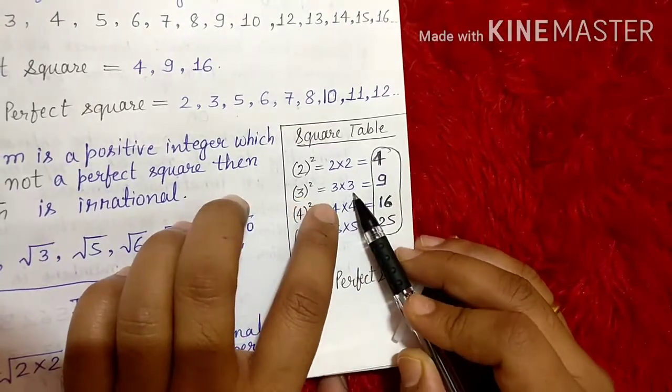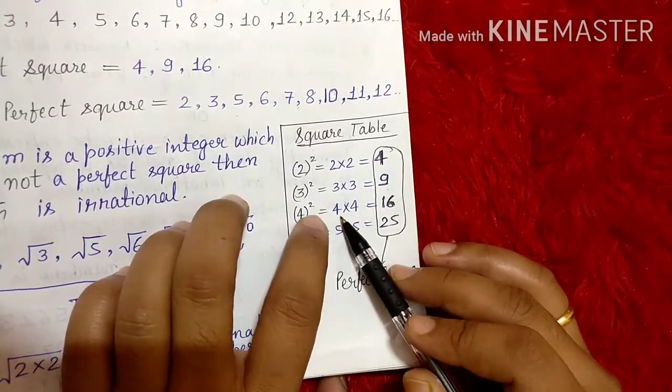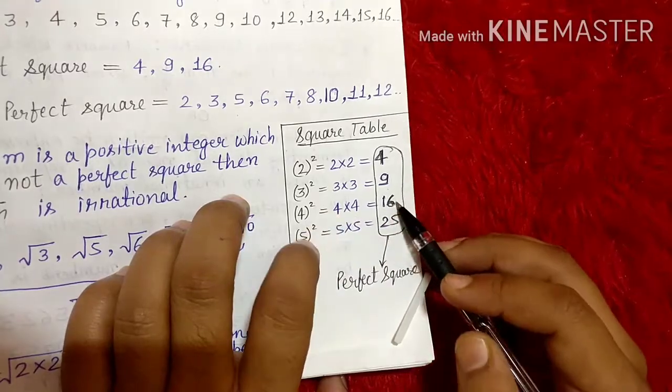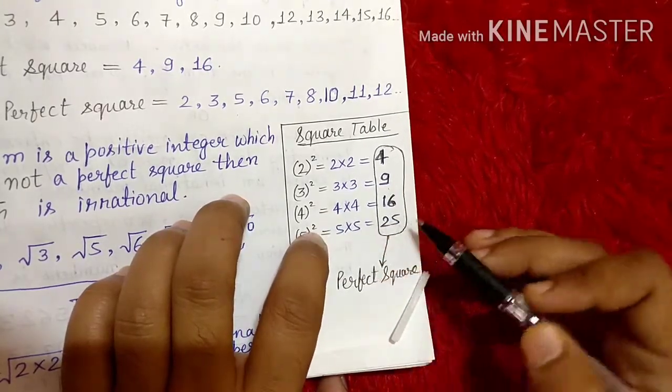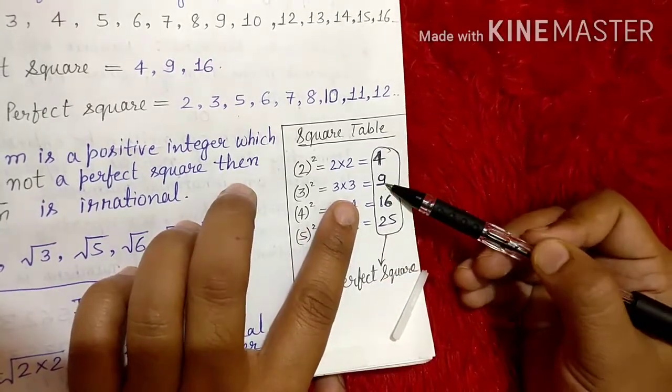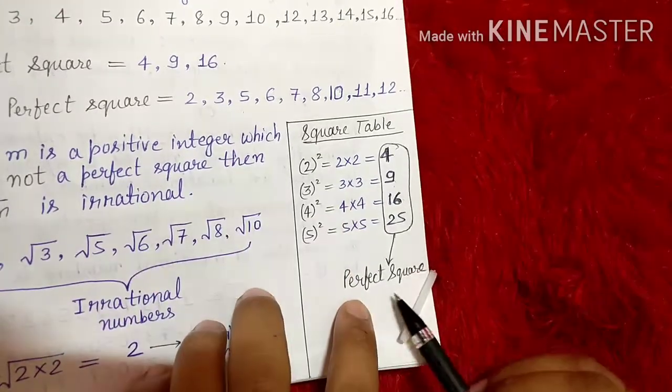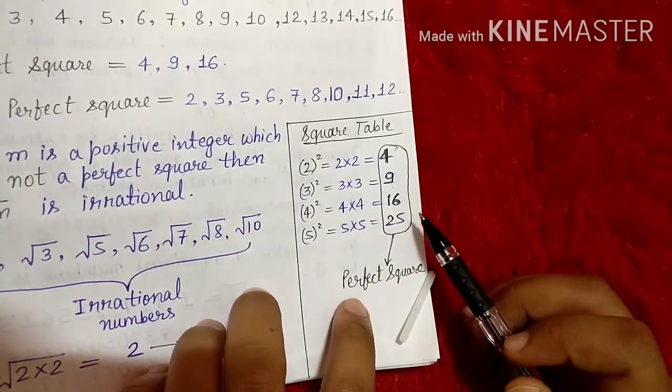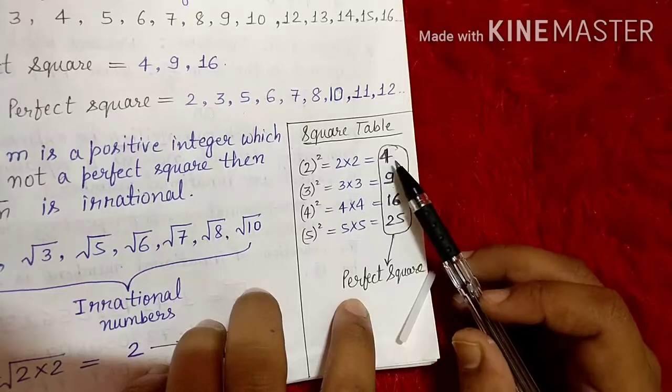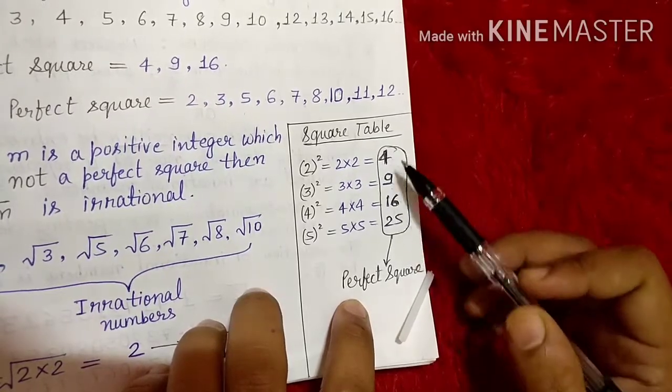3 multiplied by 3, so what are we getting? 9. 4 squared means 4 multiplied by 4 itself, so what are we getting? 16. 5 multiplied by itself, so what are we getting? 25. So 4, 9, 16, 25, these are all what? Perfect squares.